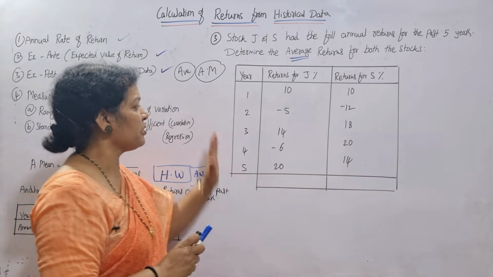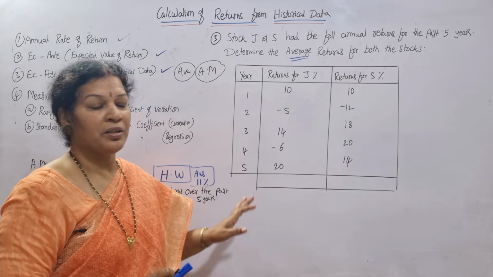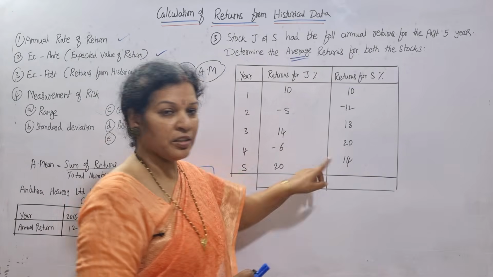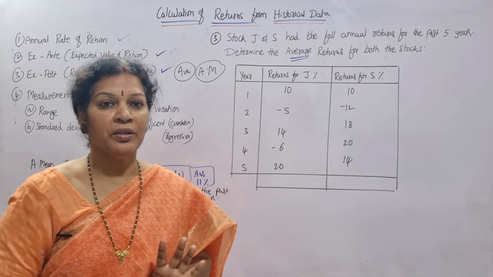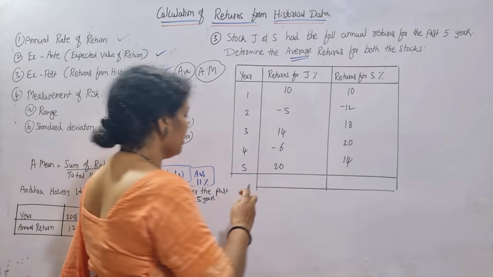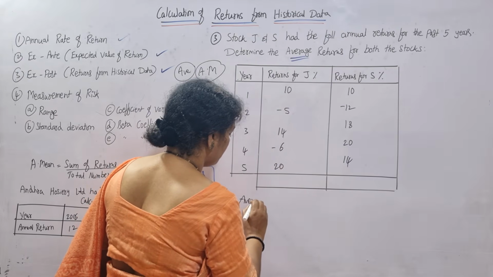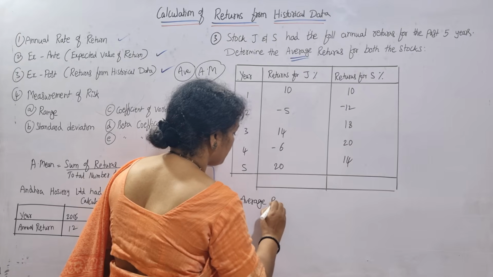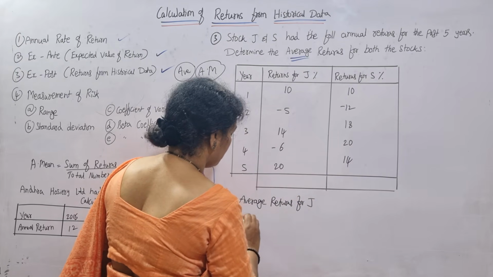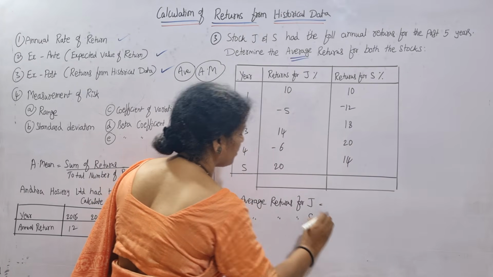What is the data given to us? 5 years, year 1, 2, 3, 4, 5. Returns for stock J are this, and stock S returns are given like this. What you have to do is calculate the average returns. So here we'll calculate average returns for J, and in the same way average returns for S, both we will calculate.